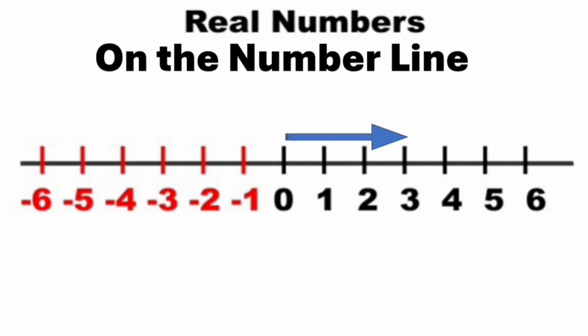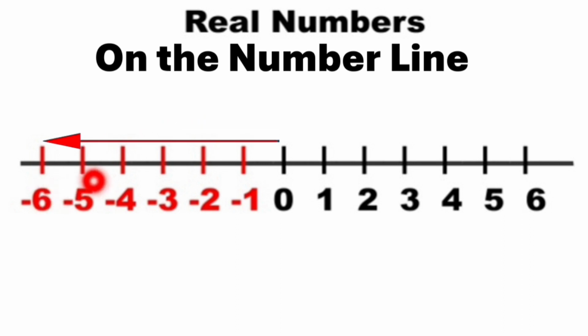Then a number far away from 0 to the right has a bigger value, while a number far away from 0 to the left has a lesser value. So negative 3 is less than negative 2.